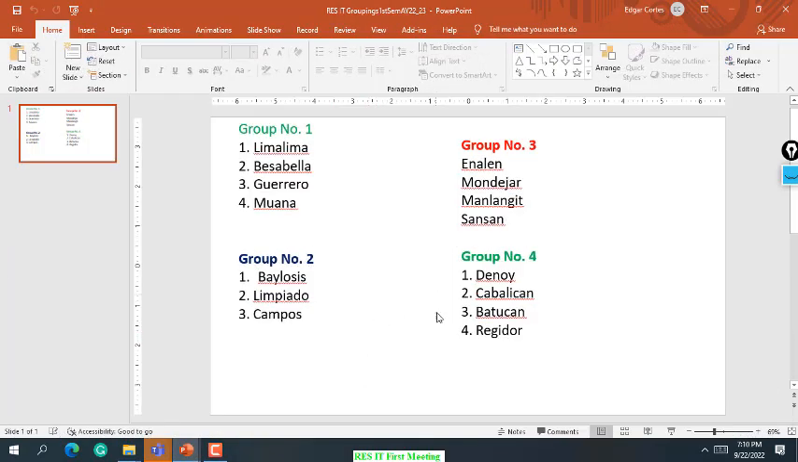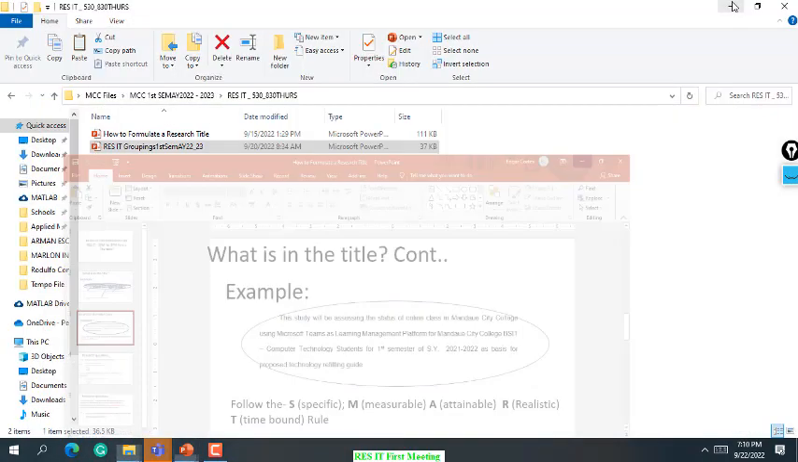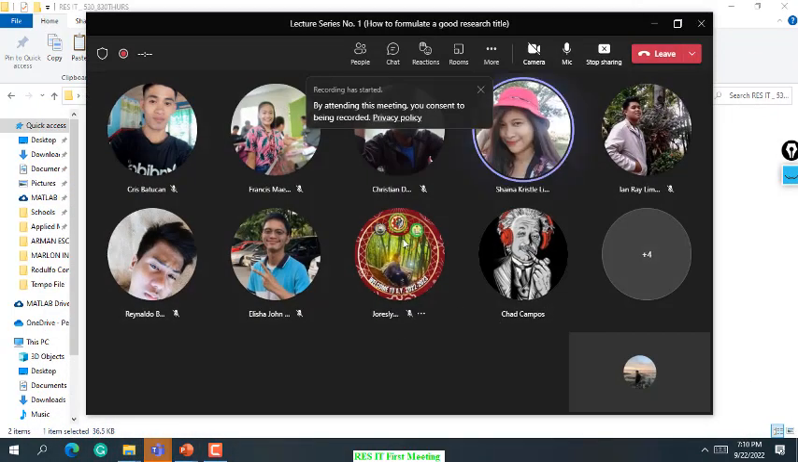How about group 2, the group of Biolosis, Limpiado and Campos, the special group? Tulo ra gini sila class. Wa na gid tayo makakuha. Okay, do you have, Shaina Madene, your in-progress title or draft title? Good evening, sir. Yes, may share. Okay, so dili sa share.